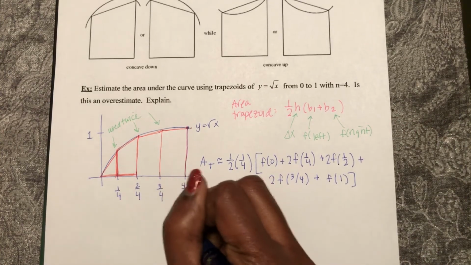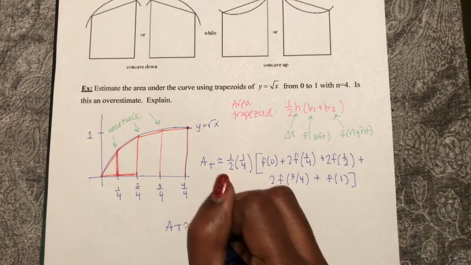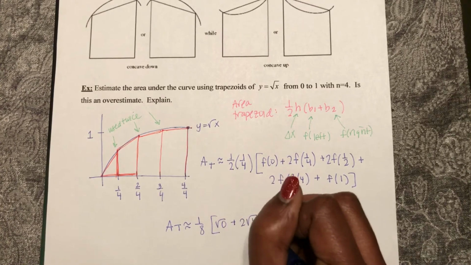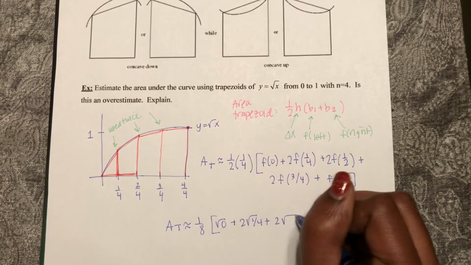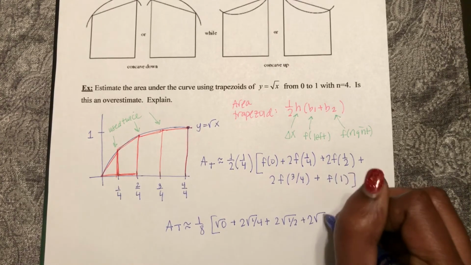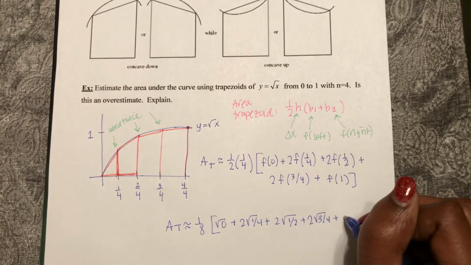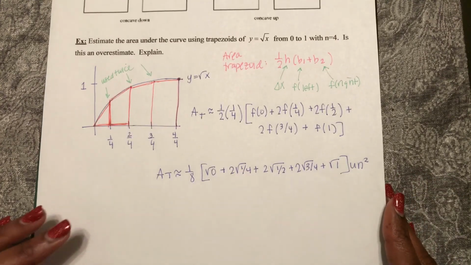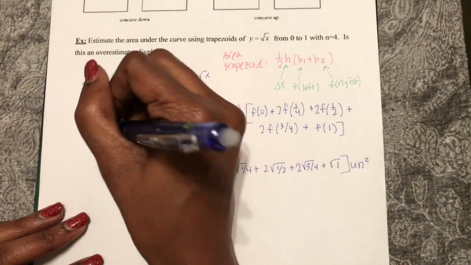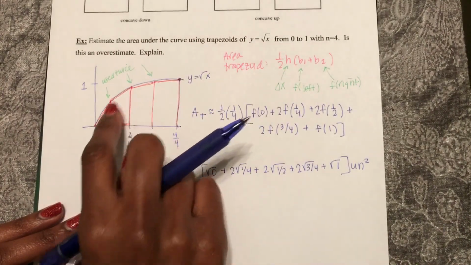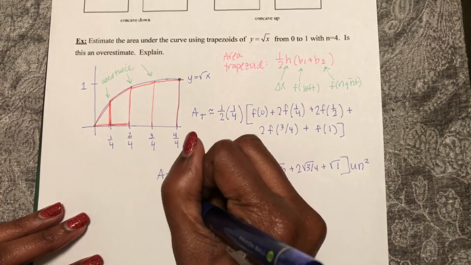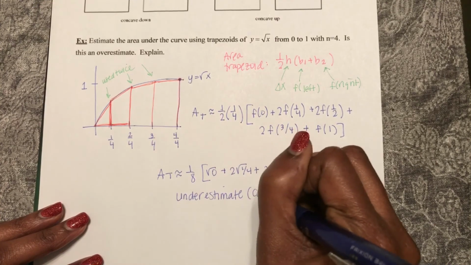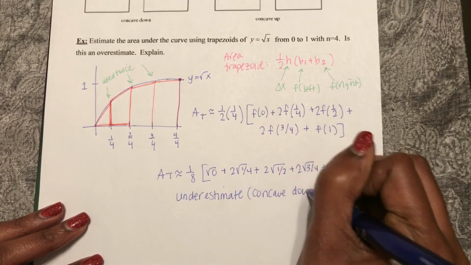So my area using trapezoidal rule is approximately 1/8 times square root 0 plus 2 square root 1/4 plus 2 square root 1/2 plus 2 square root 3/4 plus square root 1 units squared. Now, how do we know if this is an underestimate or an overestimate? Since it's concave down, you can actually see the little bit of extra space there. So this is going to be an underestimate because we are concave down.